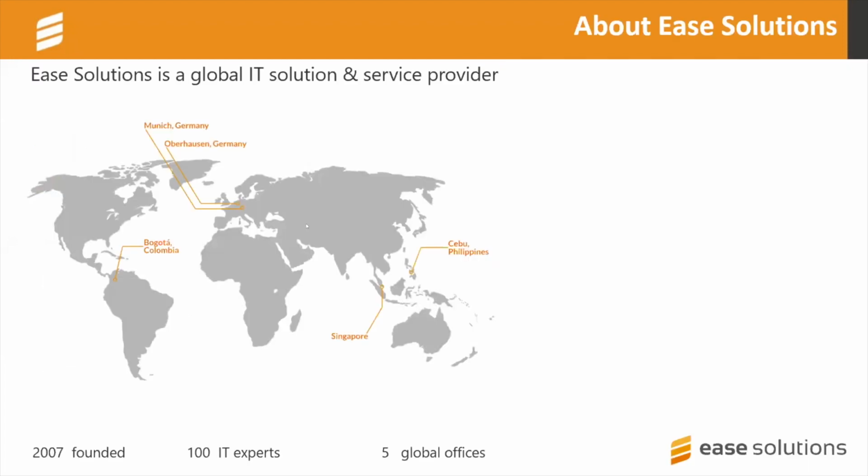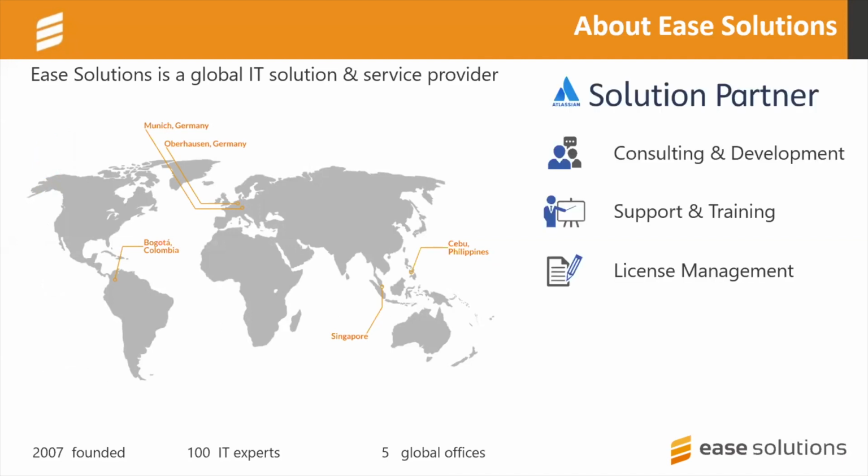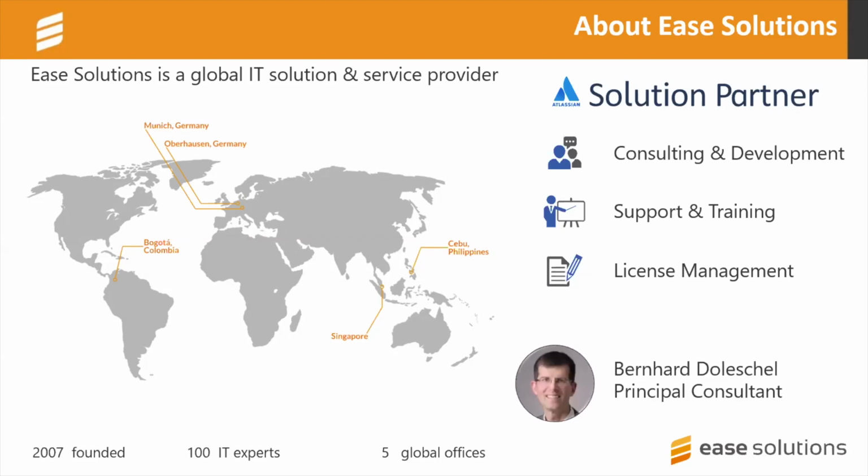So eSolutions itself is a global IT provider. We are located mainly in Germany and have a hub in Singapore. Our guys are also sitting in Cebu and in Bogota. We are an Atlassian Platinum Solution Partner. We're doing consulting, development, support and training, and can also care for your license management. My name is Bernhard Doleschel. I will bring you more details on AlphaJ as a principal consultant.